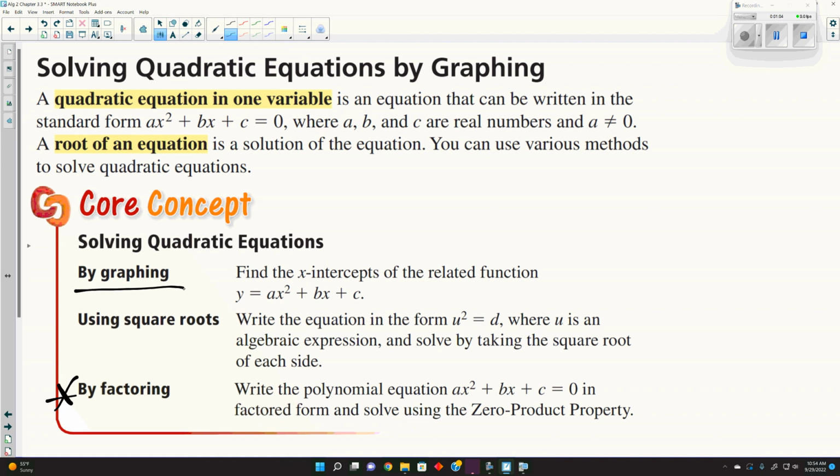Now, it's the x-intercepts. It's what values of x are going to make this function equal 0. What value of x is going to make the y value be 0? Where is it going to cross the x-axis?